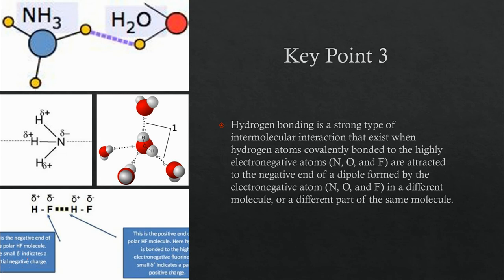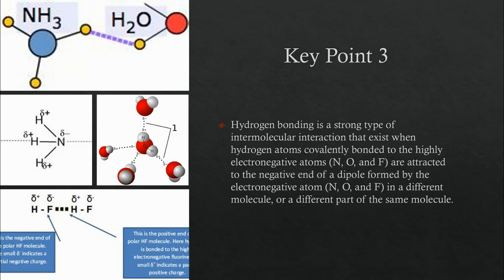Our third key point is that hydrogen bonding is a strong type of intermolecular interaction that exists when hydrogen atoms covalently bonded to the highly electronegative atoms, nitrogen, oxygen, and fluorine, are attracted to the negative end of a dipole formed by the electronegative atom, nitrogen, oxygen, and fluorine, in a different molecule or in a different part of the same molecule. So again, these are intermolecular attractions between two molecules. And I like to remember this because you can't have enough of hydrogen bonding. So NOF, nitrogen, oxygen, fluorine, the three most electronegative atoms, that's where hydrogen bonding exists.